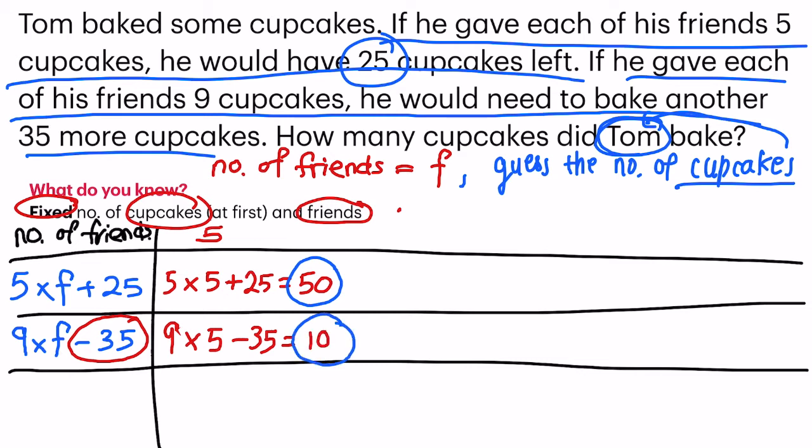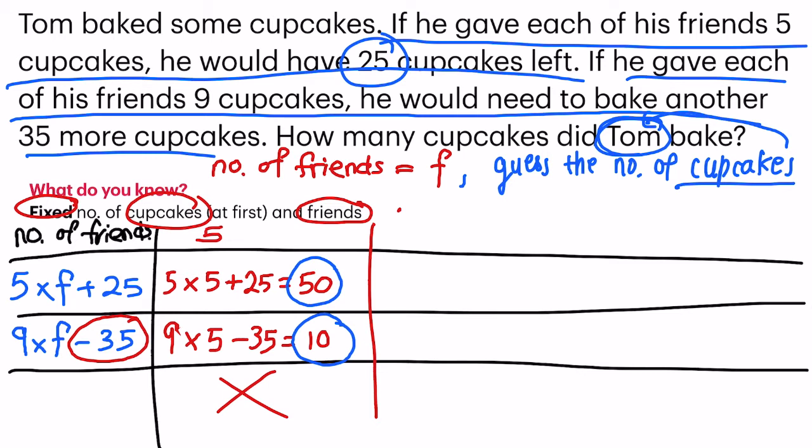So let's take a look at this. For the first scenario, we have 50 cupcakes that Tom had baked. For the second scenario, we had only 10 cupcakes. So that's not the answer, because there is a fixed number of cupcakes at first that Tom had baked. So this definitely is not our answer. So the number of friends, which is 5, is definitely wrong. So we're going to try with another number.